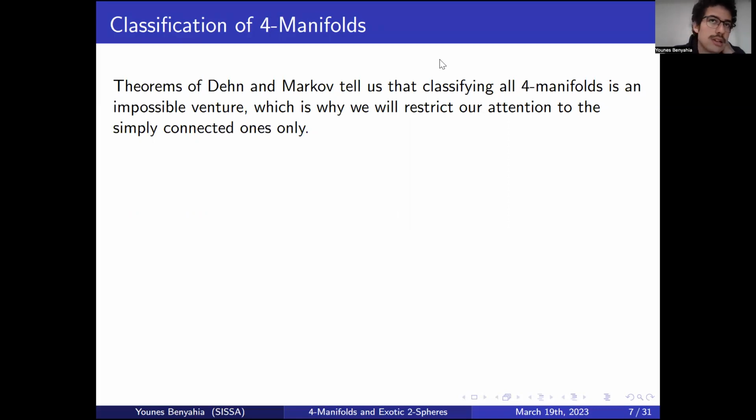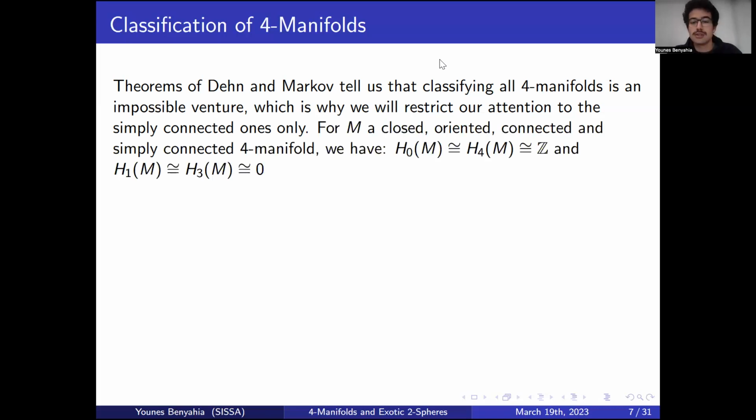And then the most natural or easiest thing to start with is the simply connected ones. So we restrict the fundamental group to avoid these complications. So if you take M a closed oriented connected, simply connected 4 manifold, we have that the 0th homology and the 4th homology are going to be Z, and the 1st homology and 3rd homology are going to be 0. This is because it's simply connected.